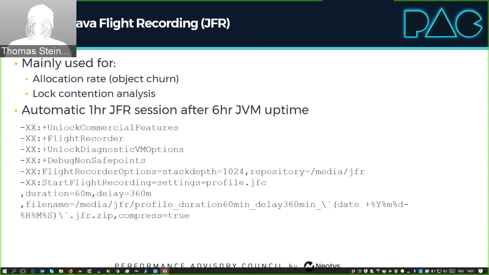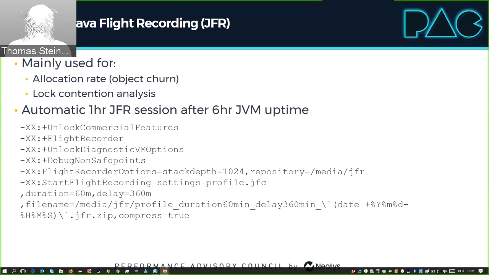What we also use from time to time is Java Flight Recorder, so very useful profiling built into the JVM. So mainly we are using that for object churn topics. So how does the allocation rate look like for particular components, for instance, in the server process, and also for thread lock contention analysis. So a few JVM options here, for instance, we are using. So this ends up in taking an automatic 1-hour JFR session after 6-hour JVM uptime. So nothing manually to do here to start something.